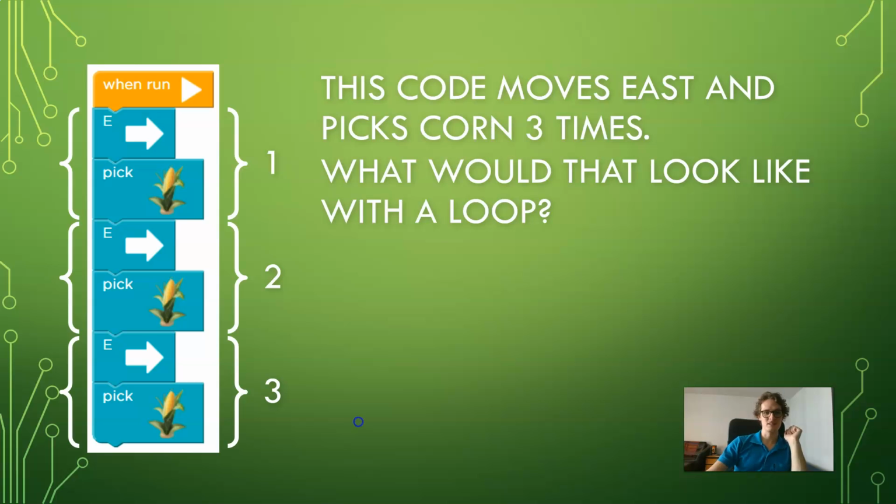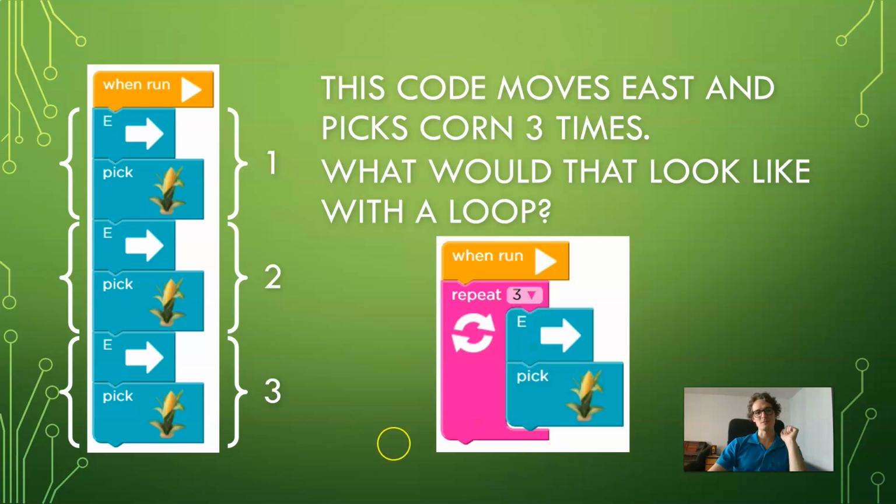Okay, I'll show you. That one looks like this. So you have a repeat loop that says do something 3 times, and then inside it says east and pick corn. So if you have something like this, 2 pieces of code, it could be 3 pieces of code, or 4 or 5, or as many as you want. But if they happen the same way, one after another, then you can put them in a loop, and it will do the same thing 3 times.